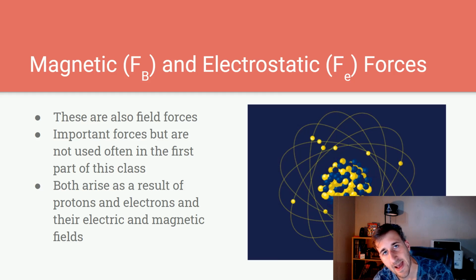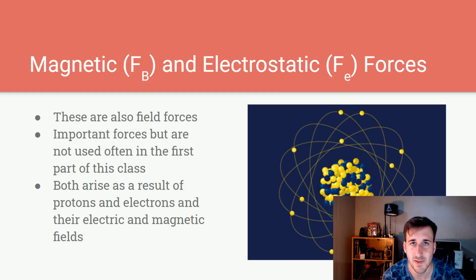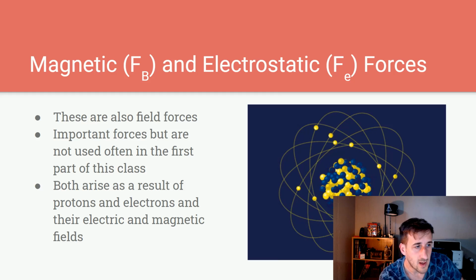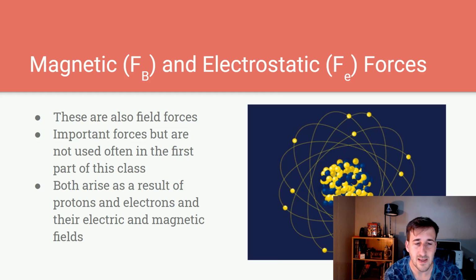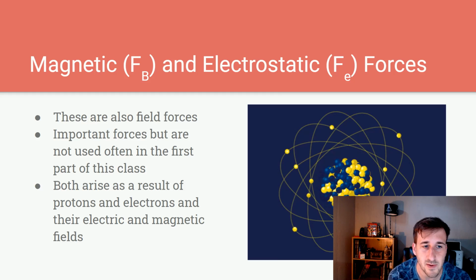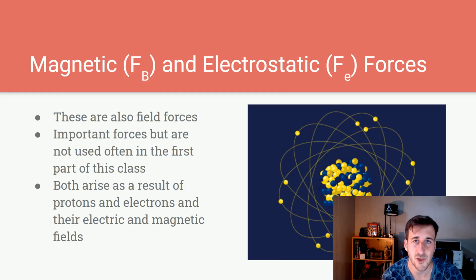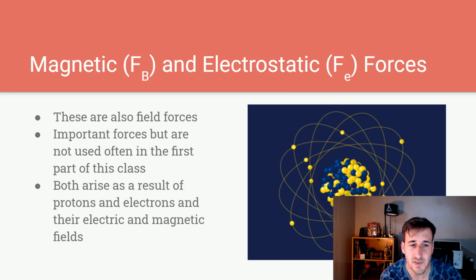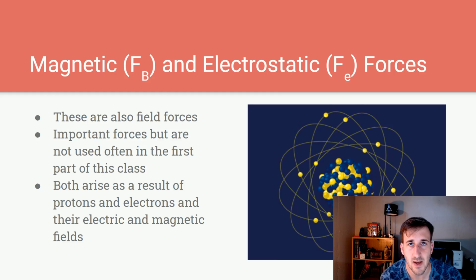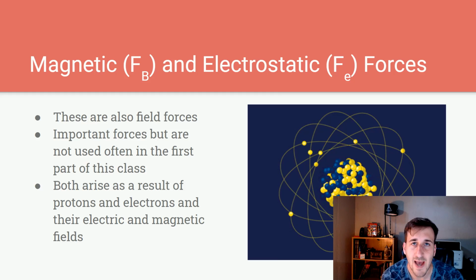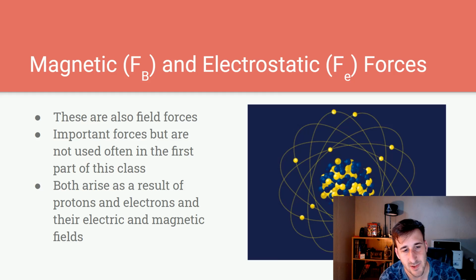Well, M is for mass, so B is for magnetism, just because. And electrostatic is E. These are also field forces, meaning that they do not have to touch in order to exert their forces, and these forces come from electrons. So every atom is made up of at least one proton and one electron. Actually, that's not necessarily true, but most atoms have protons, neutrons, and electrons.